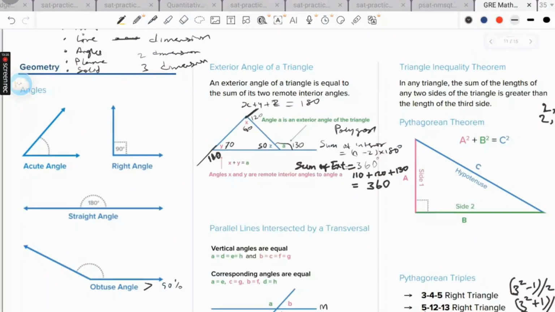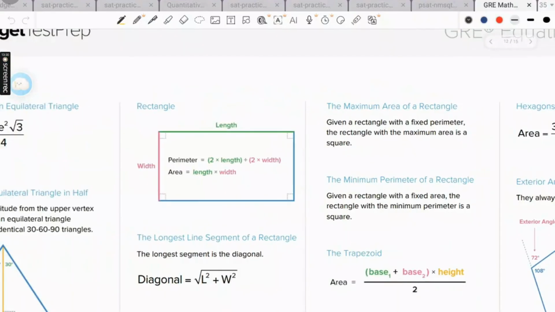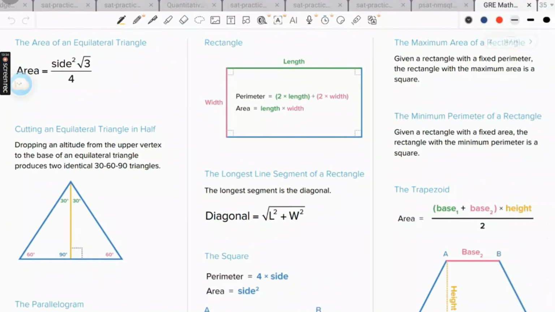The area of an equilateral triangle. This is the area of an equilateral triangle: s squared root 3 over 4. That is, if we have an equilateral triangle like this, with sides s, s, s, this is the area.